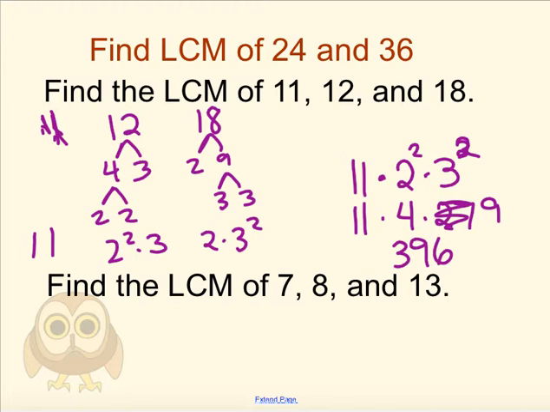All right, so you can try it on the last one. Just know that 7 and 13 are prime numbers, so we're going to have to multiply 7 and however many 2's we have, which in this case is 2 to the third, and 13, and we get our least common multiple.